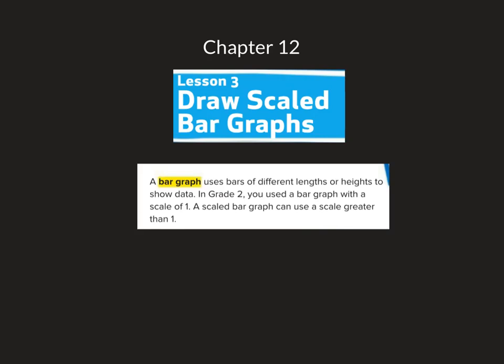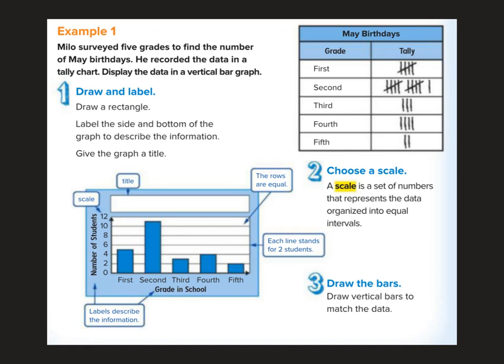In grade 2, you used a bar graph with a scale of 1. A scaled bar graph can use a greater scale than 1. So let's take a look. Milo surveyed 5 grades to find the number of May birthdays. Oops, I would be in this one. He recorded the data in a tally chart.